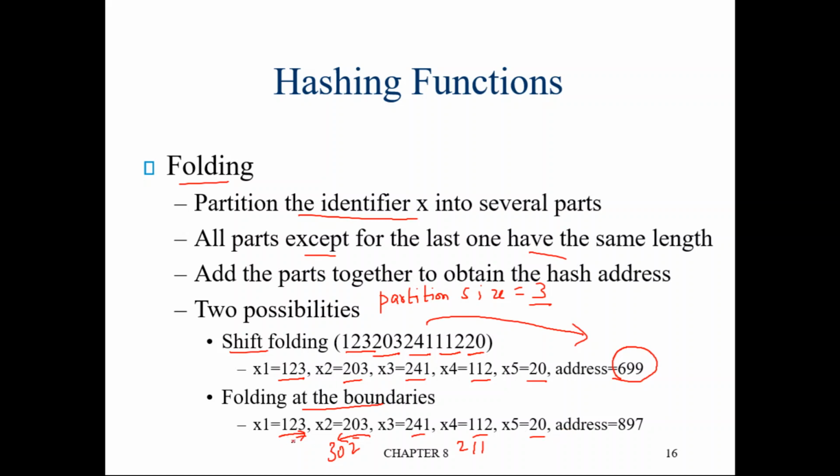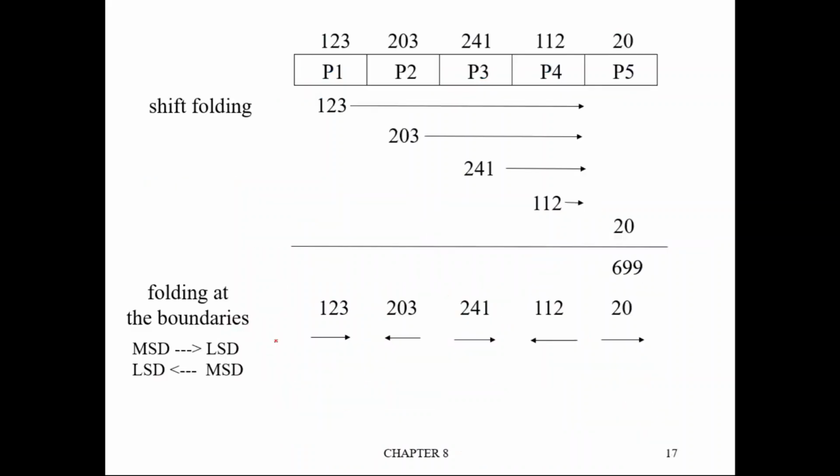Now we will add all these things: 123 plus 302 plus 241 plus 211 plus 20. As a result, what you get? 897. So that is the address. In shift folding, we take each partition and we just add it, and whatever the result, to that location it will be mapped. Whereas in folding at the boundaries, for every alternate partition we change the direction. This will be treated as 1 2 3, but this will be treated as 302.